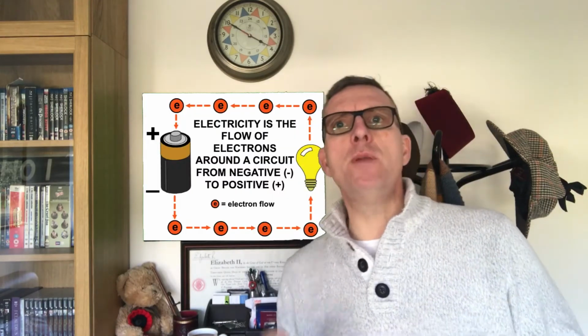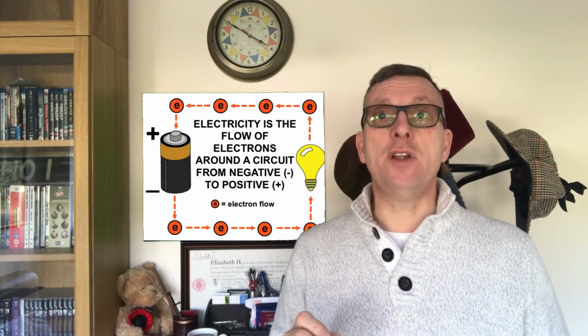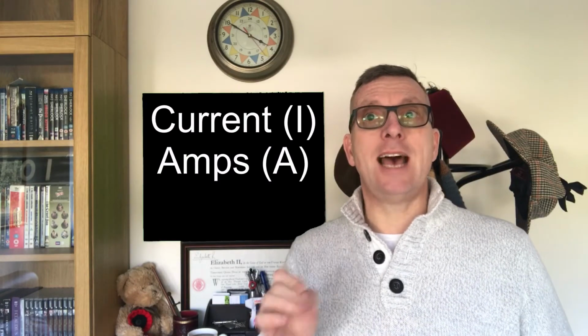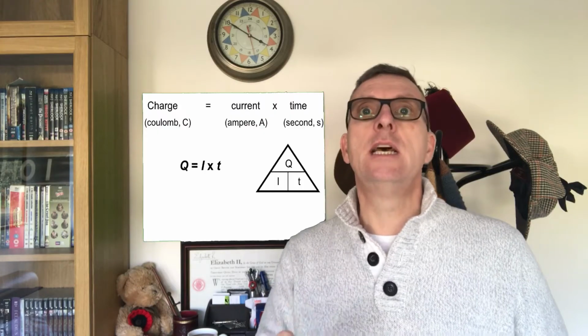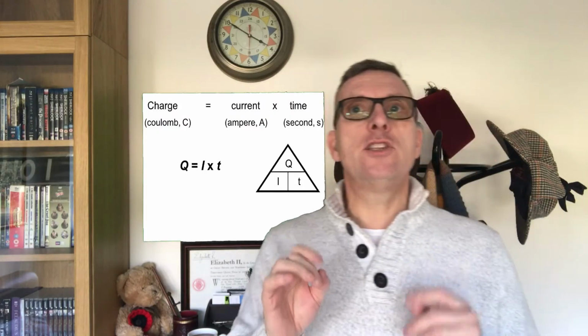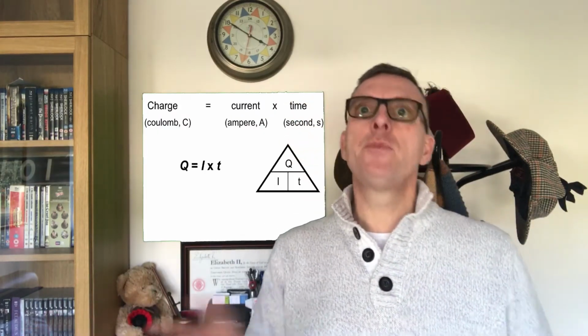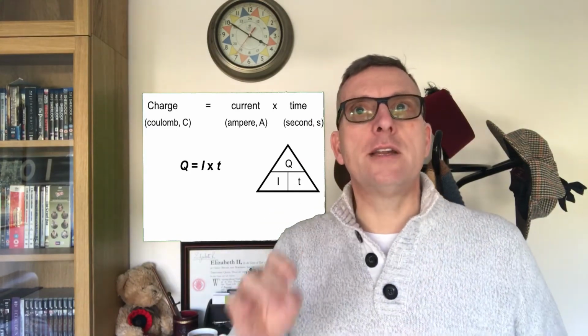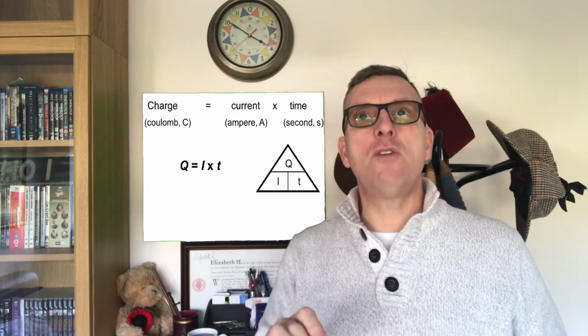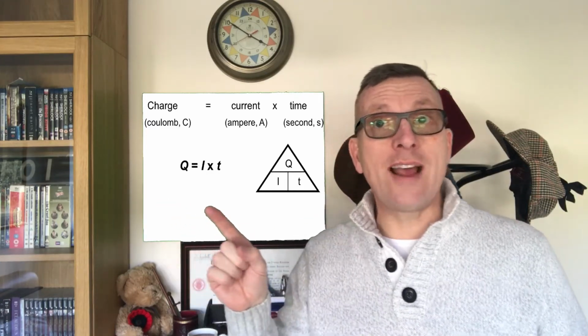Electric current is the movement of charge through a conductor. A current, I, is measured in amps, A, and it's equal to the amount of charge that flows every second. The unit of charge, Q, is the coulomb, C. Confusing, eh? The equation that relates the amount of electrical charge that flows to current and time is charge equals current times time. Q equals IT.